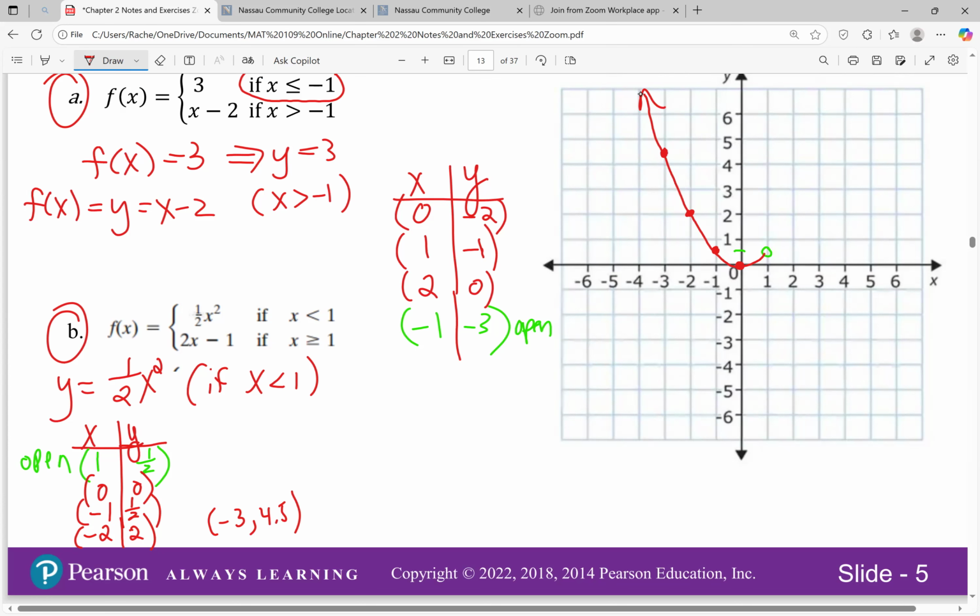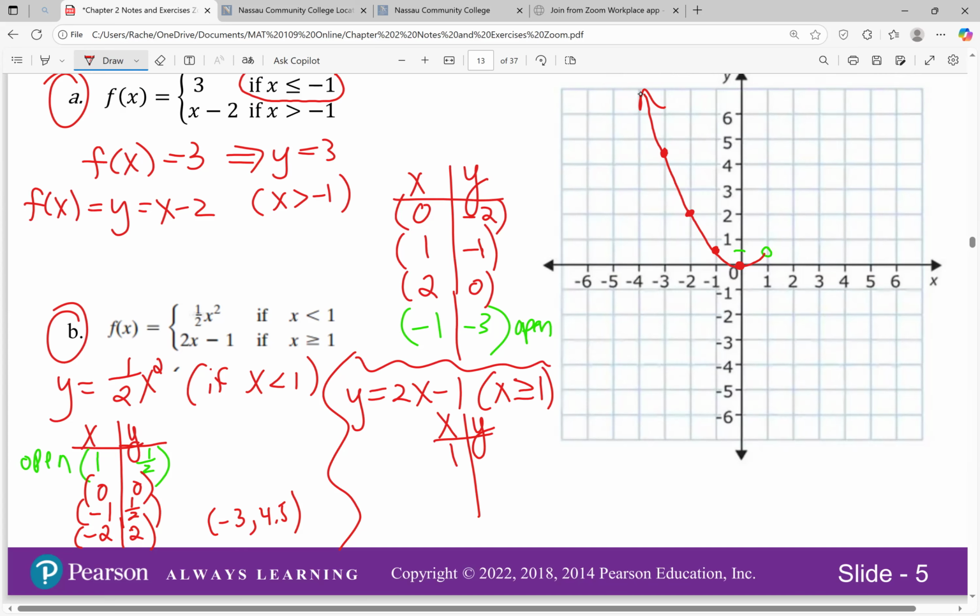Now let's graph the other equation. So now let's graph f of x, or y equals 2x minus 1, and that's only for values of x that are greater than or equal to 1. So let's make a table of values and pick values of x that are greater than or equal to 1. So let's use 1. If I plug 1 into my equation, I'm going to get 2 times 1 minus 1. 2 times 1 is 2, 2 minus 1 is 1. So I have the point (1, 1).